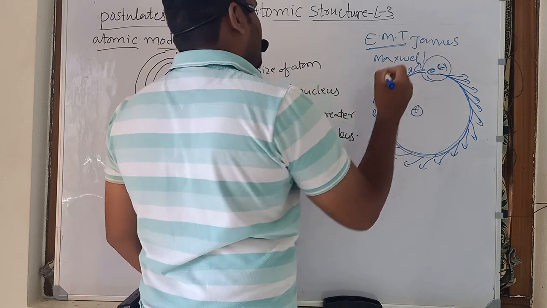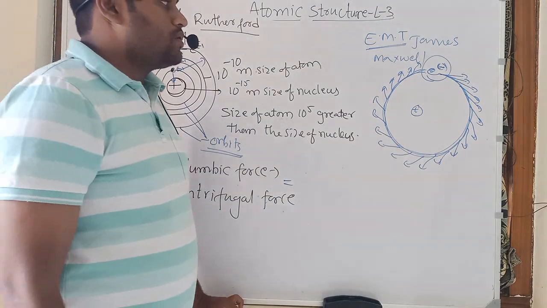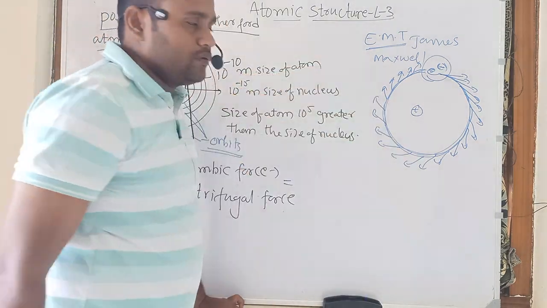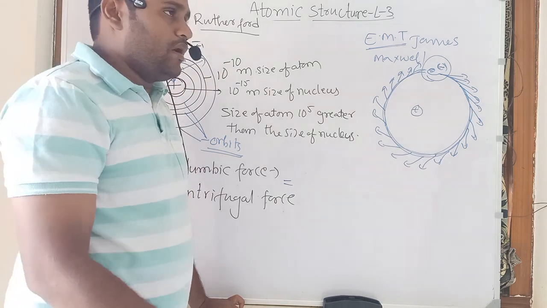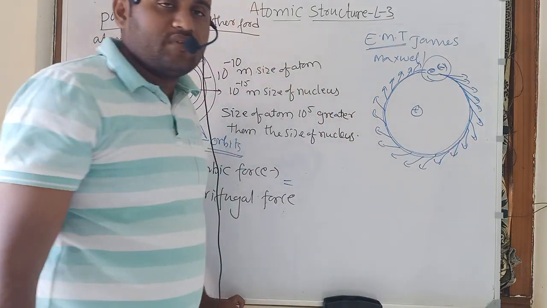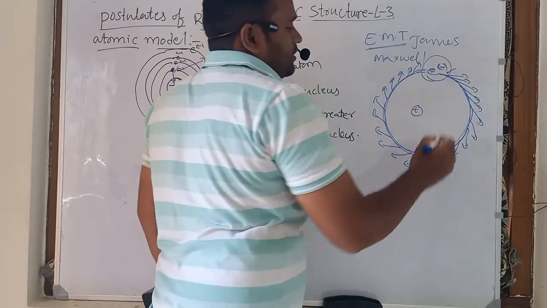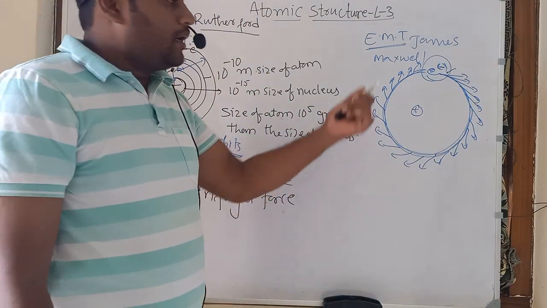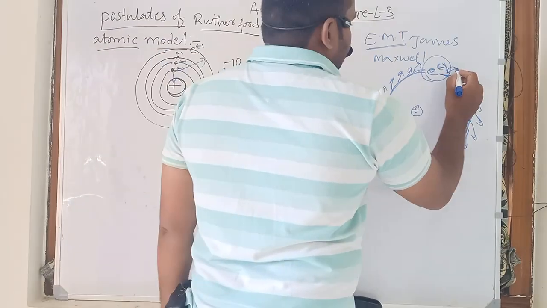Why? Because this is not linear momentum, this is angular momentum. So when it revolves with angular momentum, it should change its direction each and every time. Hence it accelerates. When it is accelerating, it is going to lose its energy in the form of radiation.